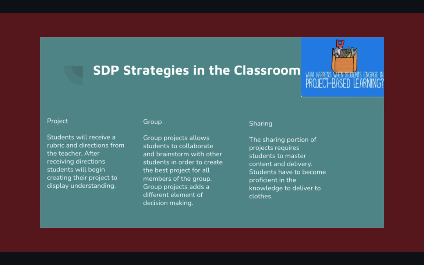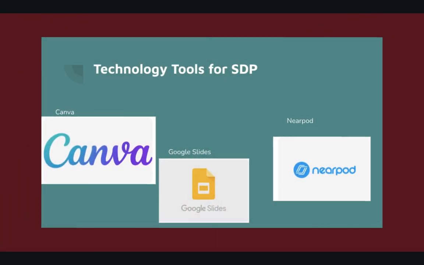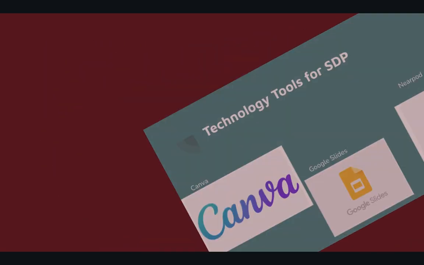Or you can use group projects, which allow students to collaborate and brainstorm with other students in order to create the best project for all members of the group. Group projects add a different element of decision making, and then lastly, sharing. The sharing portion of projects requires students to master content and deliver. Students have to become proficient in knowledge to deliver the goals. Canva is one of the resources that we use for student-driven projects, as well as Google Slides and Nearpod again.